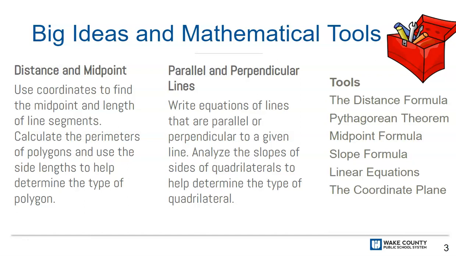You'll be using the lengths and slopes of segments to algebraically determine the type of triangle or quadrilateral that a set of points creates. Key mathematical tools that we will use in this unit include the distance formula, the Pythagorean theorem, the midpoint formula, the slope formula, slope-intercept and point-slope forms of a linear equation, and the coordinate plane.